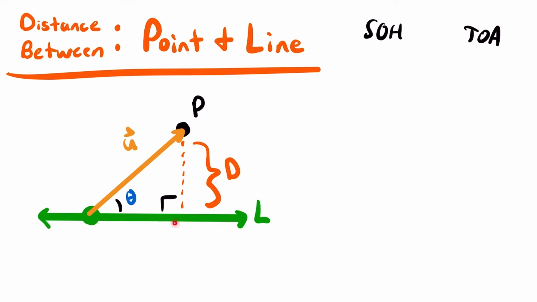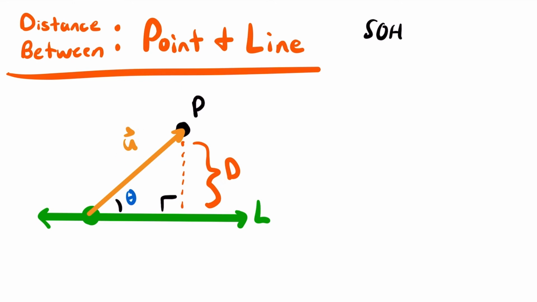So we don't want to work with the adjacent side, which means that tangent is a no-go, and we are going to work with sine, which will allow us to relate this angle to these two sides, the side that we want to find and a side that we already know, the magnitude of vector u.